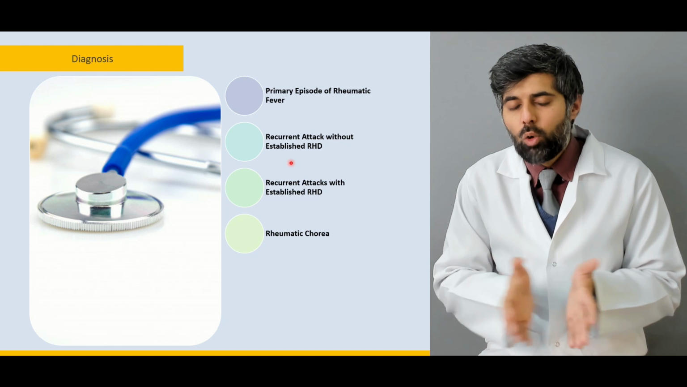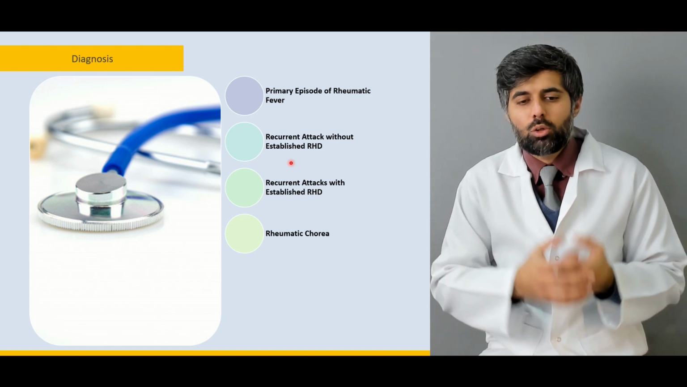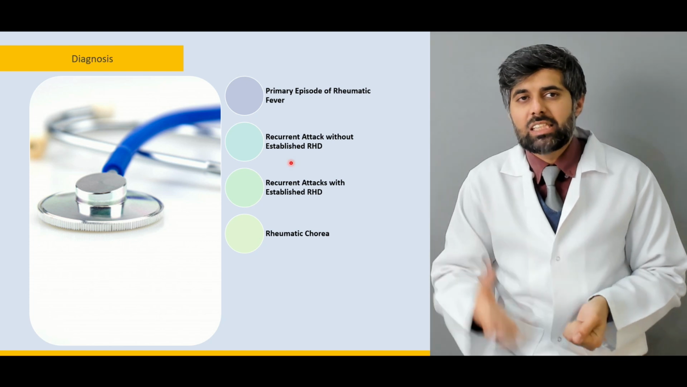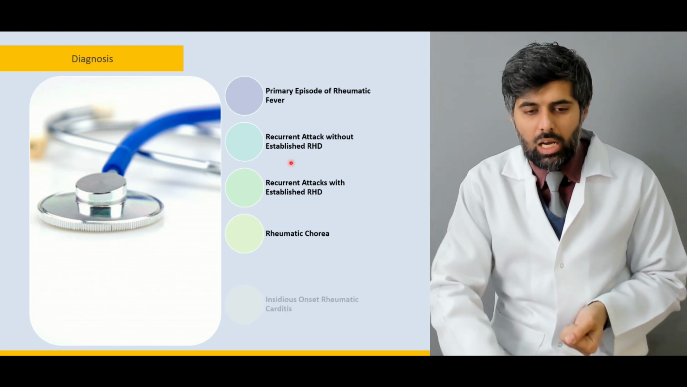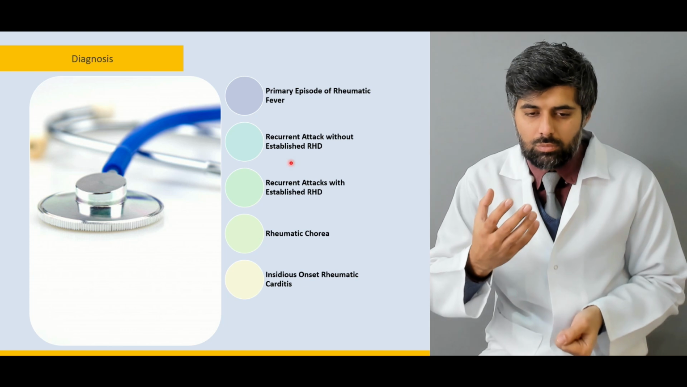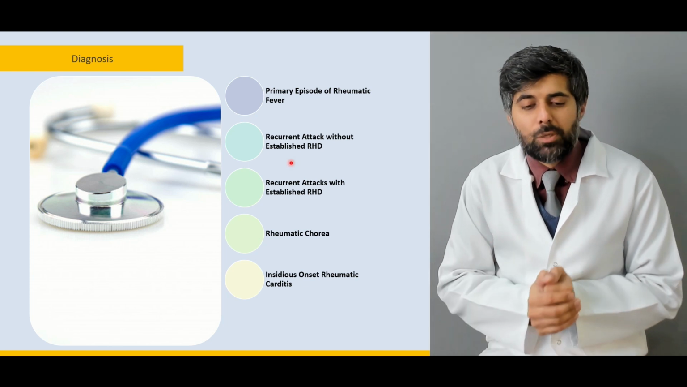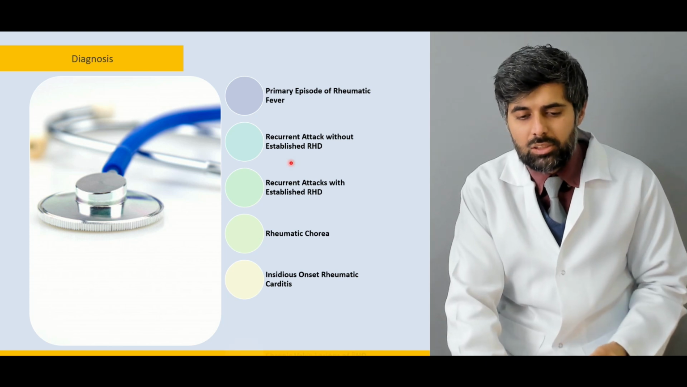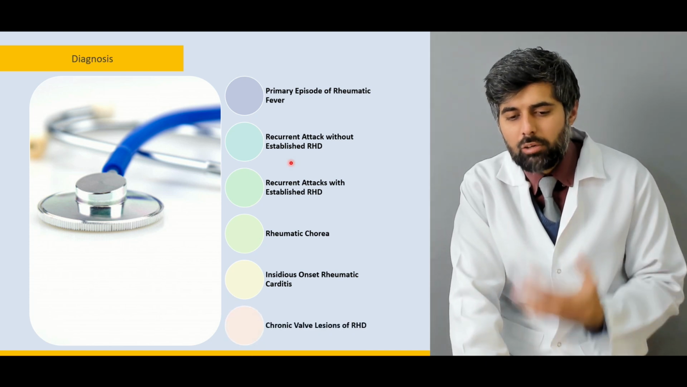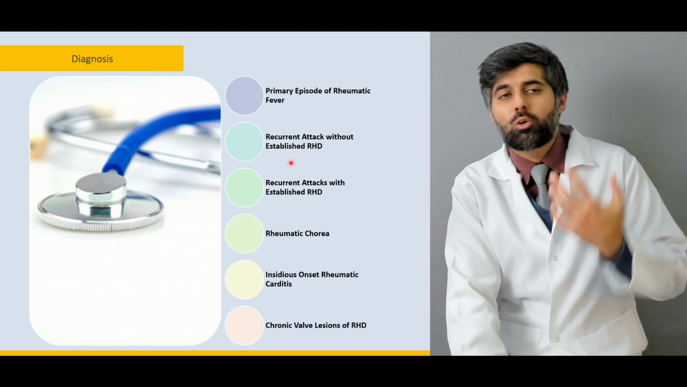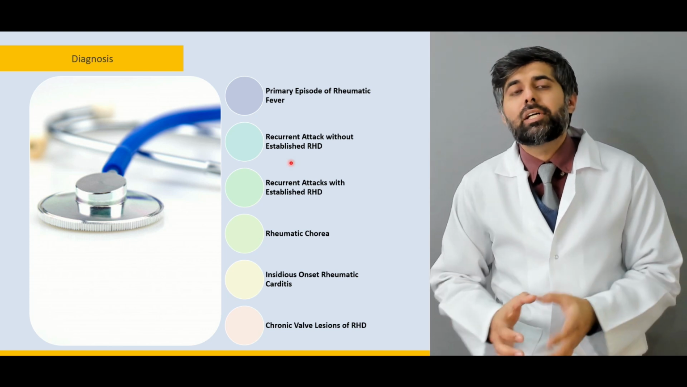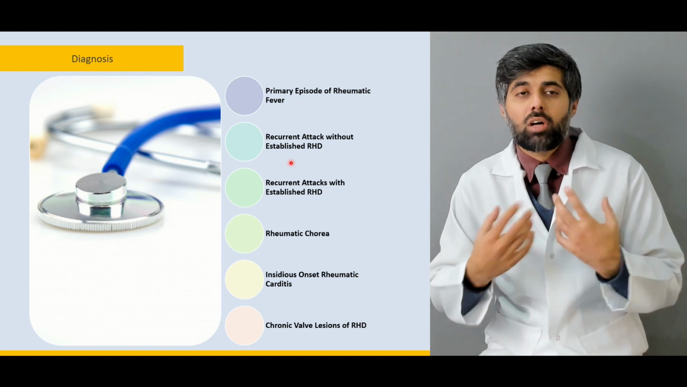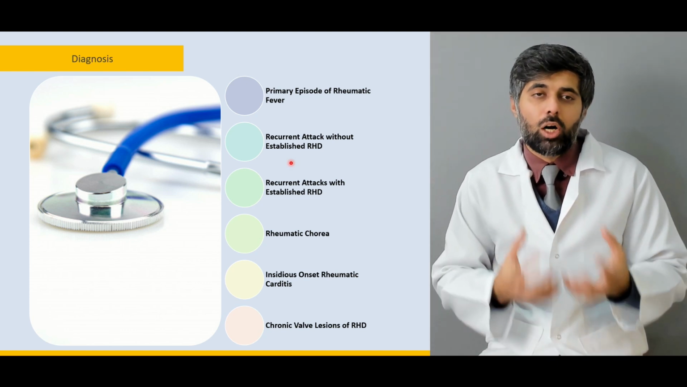Next, if we want to diagnose rheumatic chorea, it is done on a physical examination. And if we want to diagnose the patient with an insidious onset rheumatic carditis and chronic valvular lesions of the rheumatic heart disease, it is done on imaging, or specifically on transthoracic echocardiogram.